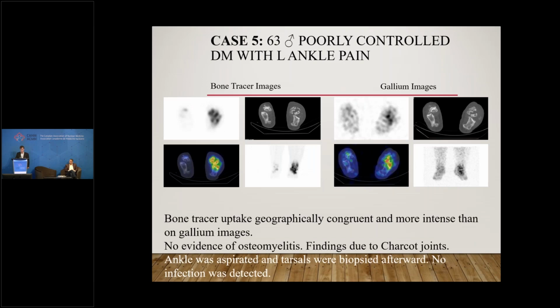So we also did the SPECT CT on bone and gallium, and we see on the CT component of it there is marked dysmorphism in the tarsal bones, and so this was considered to be not infected. The bone tracer activity was much greater than the gallium activity, and the findings were due to Charcot joints. The joint was actually aspirated and the tarsal bones were biopsied, and no infection was detected.